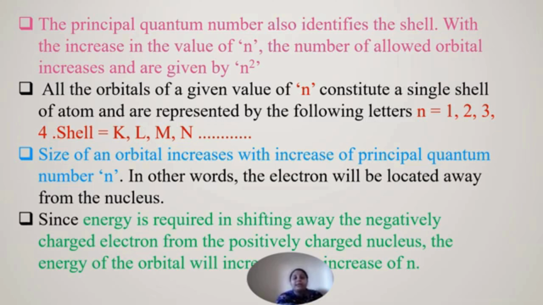The size of the orbital also increases with the increase in the principal quantum number. As a result, the electrons move away from the nucleus. As energy is required to move the negatively charged electron away from the positively charged nucleus, the energy of the orbital increases with the increase in the value of n. As the value of n increases, the energy of the orbital also increases.